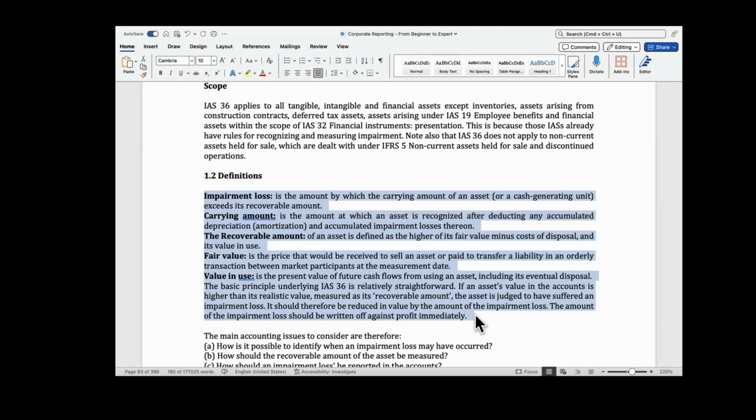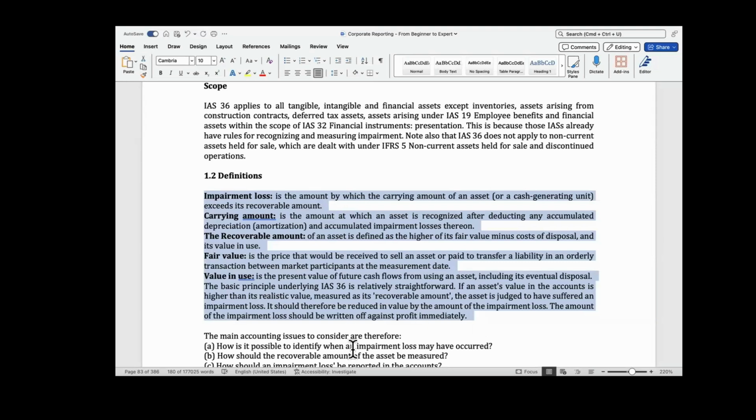So knowing fully well that carrying amount is book value, the recoverable amount is how much you can recover either from selling or from continuing to use an asset. From selling, they will call that fair value. From continuing to use the asset, they will call that value in use. And that is it. By the time we put figures to all of this, you would see what we are talking about clearly.